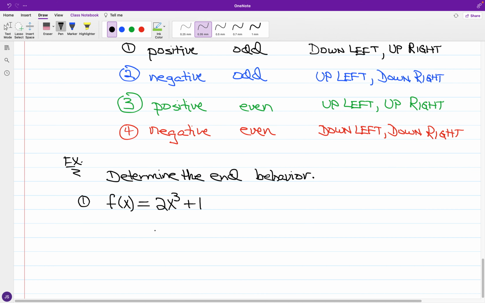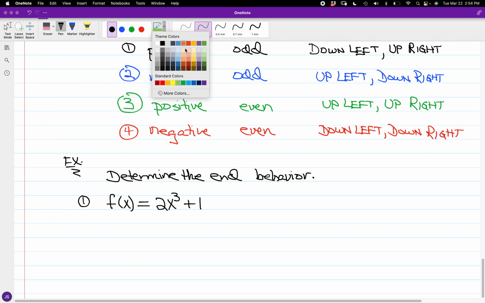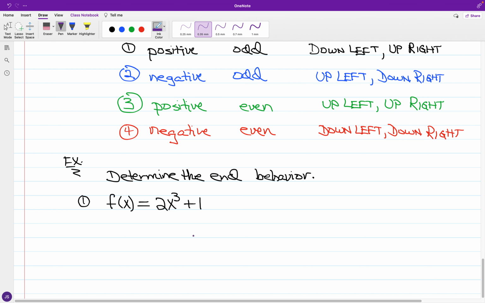And just laying the groundwork for arriving at the end behavior, you can go ahead and identify the highest degree term, or the higher degree term in this case. So that's going to be 2x cubed.